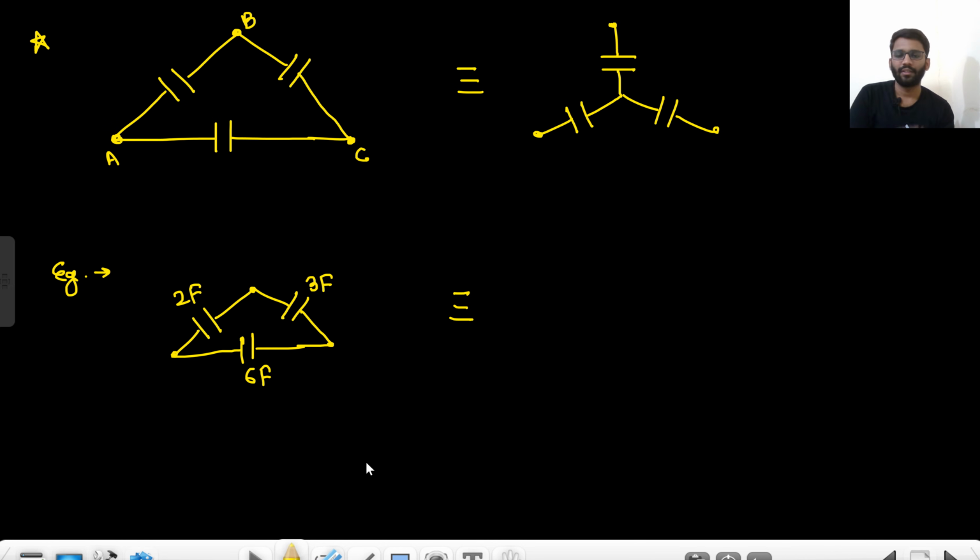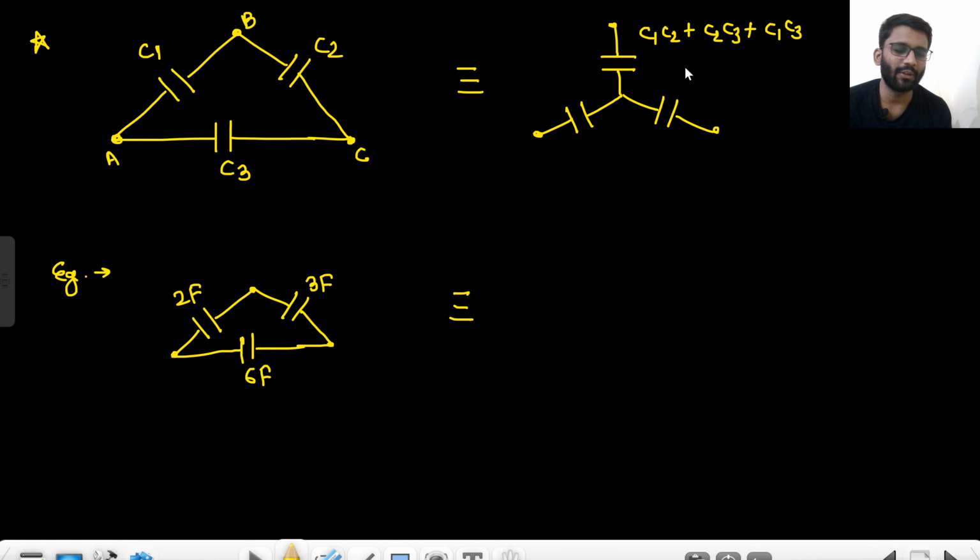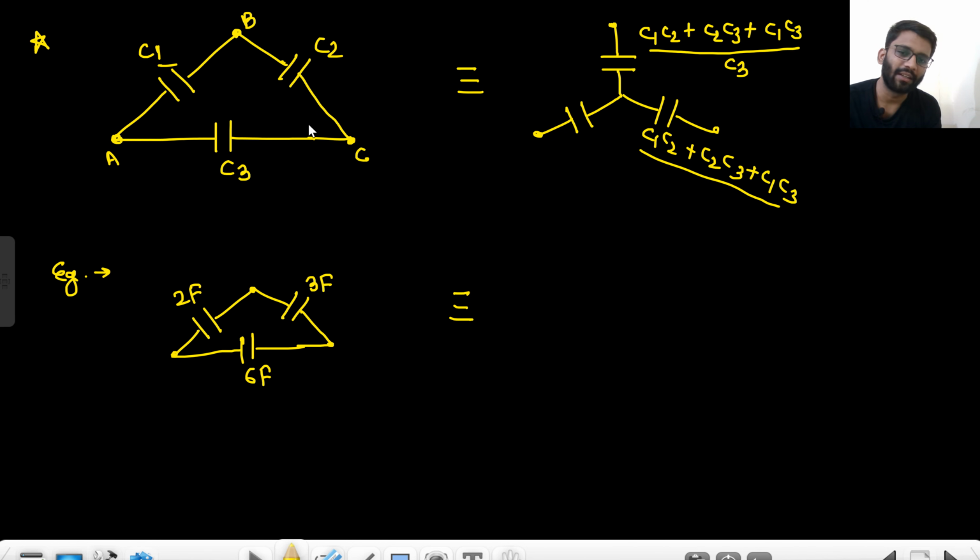Okay. So now tell me, if this one is your C1, this one is your C2, and this one is your C3, what should be the value of this? First, multiplication of all, C1 C2 plus C2 C3 plus C1 C3. You can derive it on your own. Divide by what? This node B is connected to these two branches, but not to this branch. Divide by C3. Now similarly, try writing for this. Multiplication of all, C1 C2 plus C2 C3 plus C1 C3 divided by what? For this, this node is connected to these two branches but not to this, divided by C1.